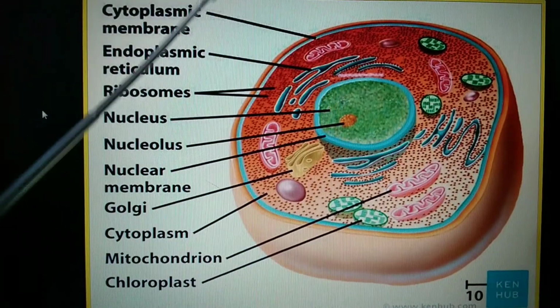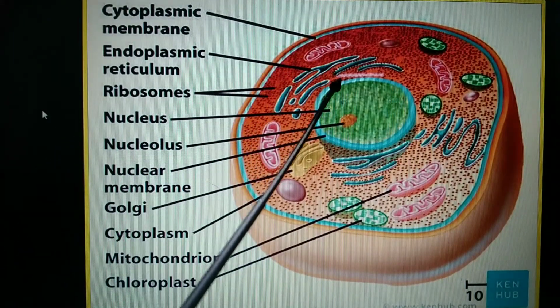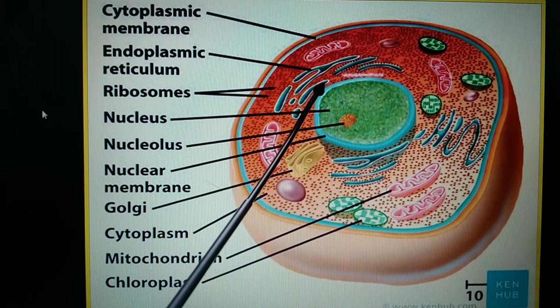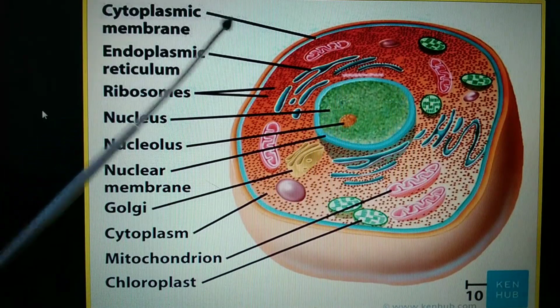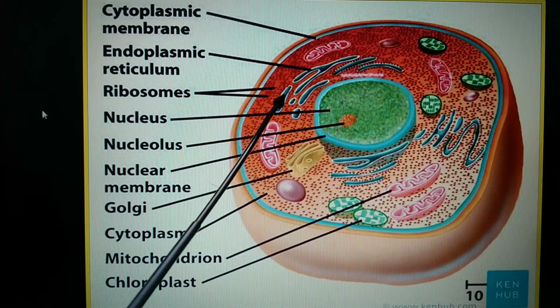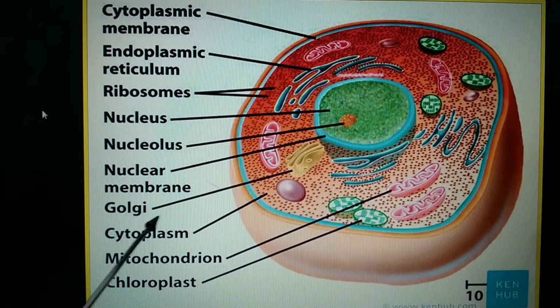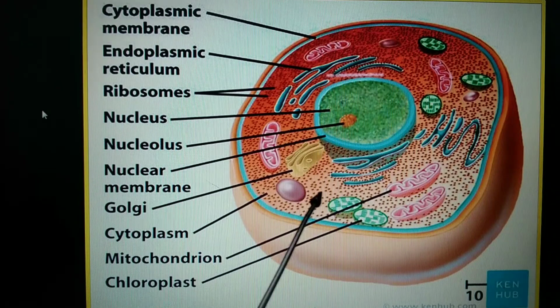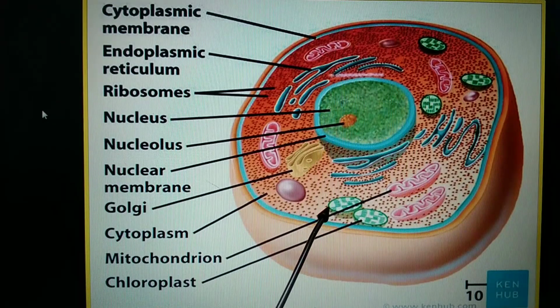Now coming to the organelles of the cell, apart from the nucleus, we have the endoplasmic reticulum, the ribosomes, the Golgi apparatus, the mitochondria or the powerhouse of the cell, and the chloroplast. This is the diagram of a plant cell. So whenever we ask you to draw a well-labeled diagram of a plant cell, this is the well-labeled diagram of a plant cell.